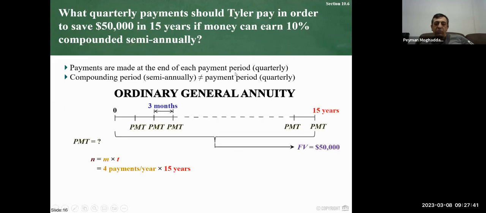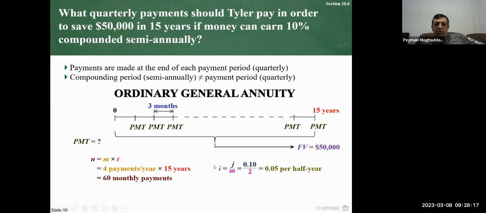Let's go to the solution, okay? First of all, N is going to be the total number of payments, 15 years multiplied by 4, right? Because you pay every 3 months for 15 years. So 4 payments per year multiplied by 15. So it's going to be 60 payments. Now I is going to be J divided by M, right? So M is going to be 2, because it's semi-annual. So 0.10 because it's 10%, divided by 2, so it's going to be 0.05 per half year.